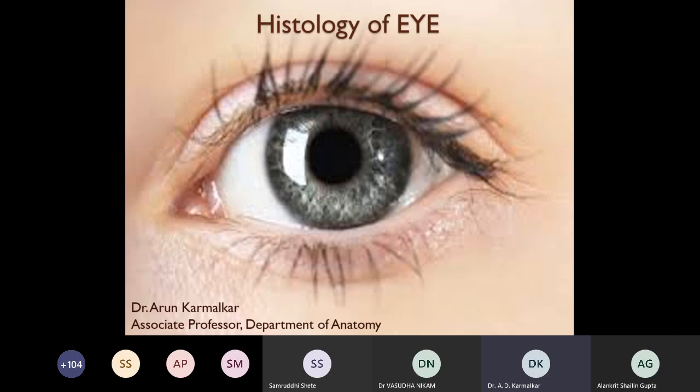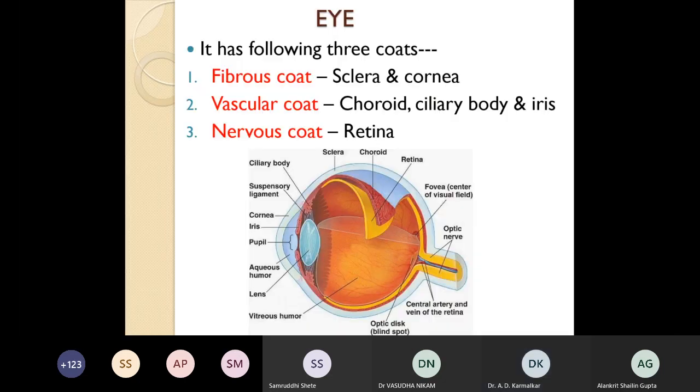Frontalis. Now we'll see this eyeball. It is covered by three layers. That is the outer layer, it is a fibrous layer; the middle layer, it is a vascular layer or vascular coat; and the nervous coat, which is the retina.